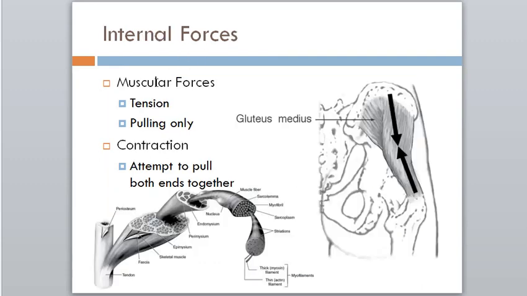So as I said, the internal forces are these muscular forces. So these are the muscles being generated by the body.